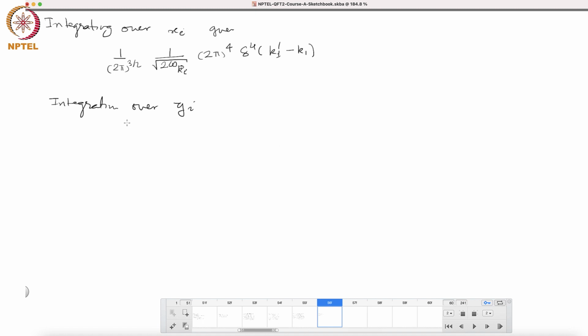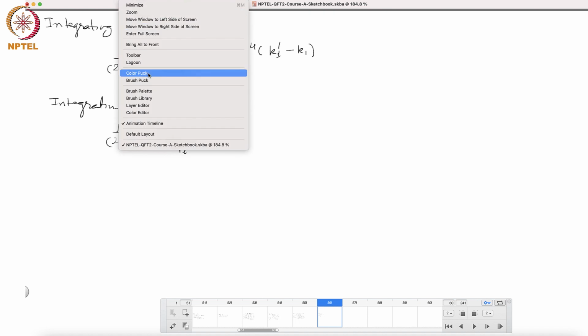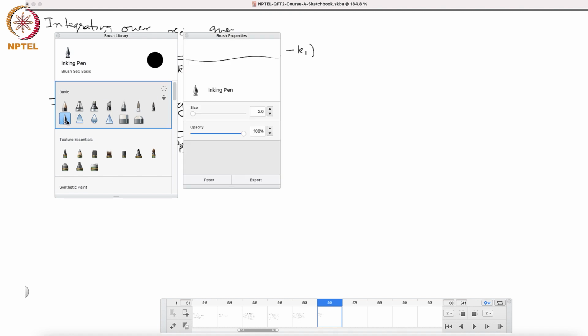Okay. So you will get 1 over (2 pi)^(3/2), and then, okay, I have changed the nib of this pen, and I think I should make it bolder. Brush library. Let's hope this is better.